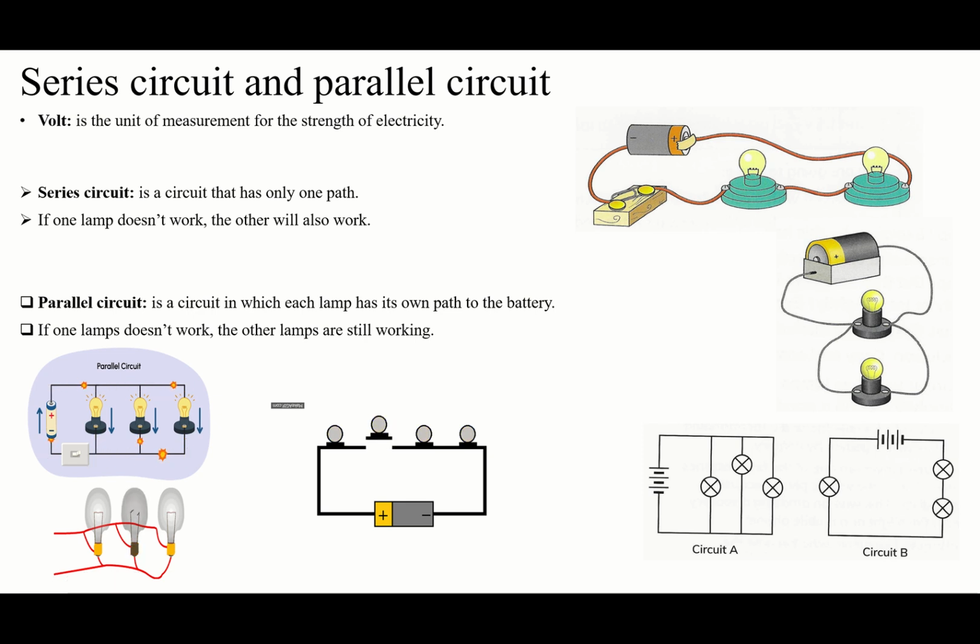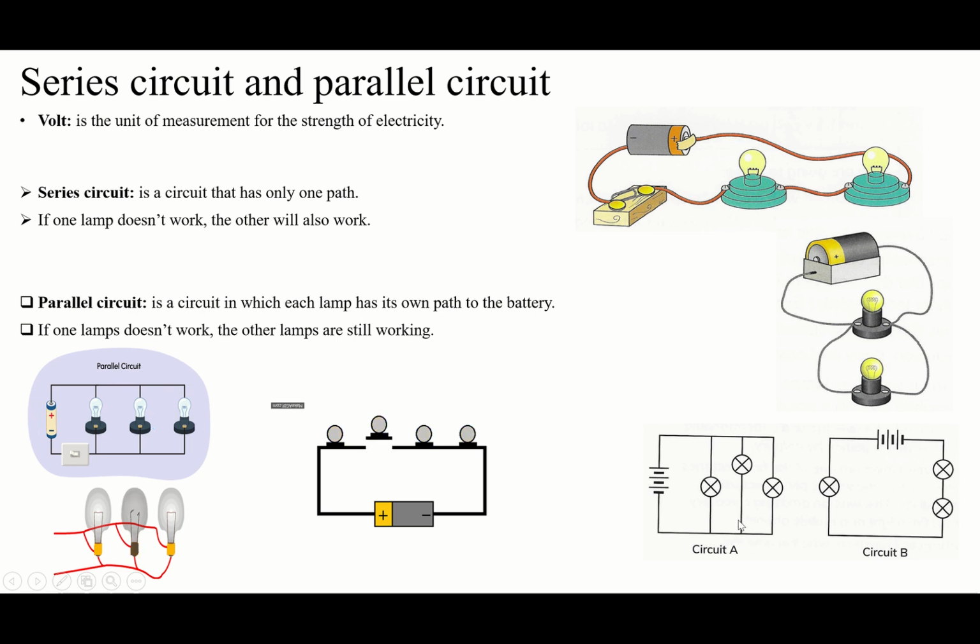It's not only one path. Each lamp has its own path. But in a series circuit, if one lamp doesn't work, the others will not work too, like this one. You see, one lamp is taken out, the others will stop working. In a parallel circuit, if one lamp doesn't work, the other lamps are still working, like this one. You see, one lamp is not working, the others are still working. Why? Because they are not connected to each other.